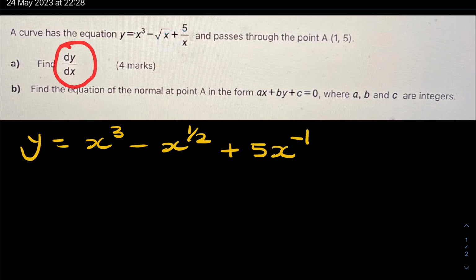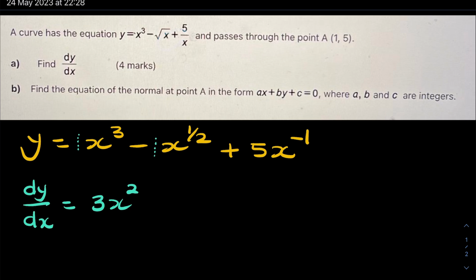So now to differentiate, we multiply the power times the coefficient, and then we subtract 1 from the power. So dy by dx equals, you need to imagine that there's a 1 here and that there's a 1 here. So if you multiply 3 times 1, you get 3x squared. Remember, you need to subtract 1 from each of these powers.